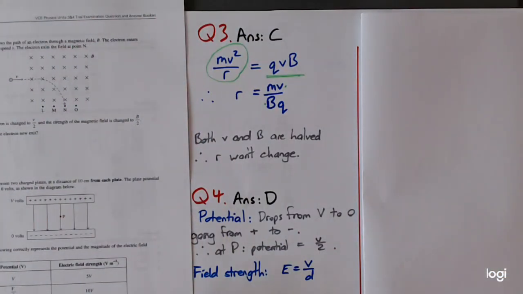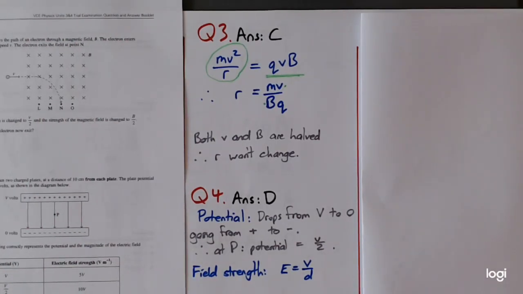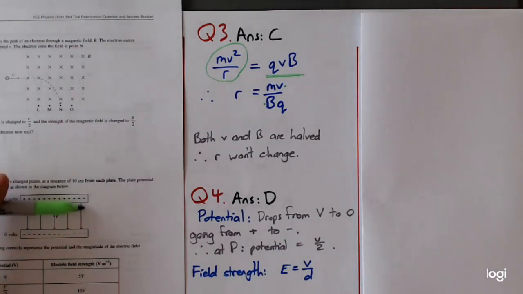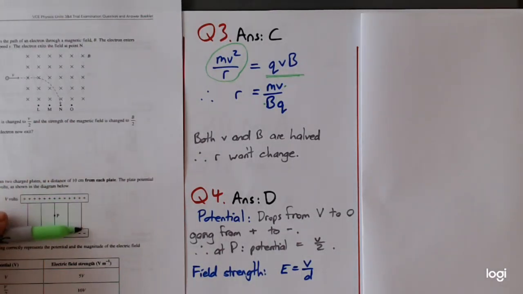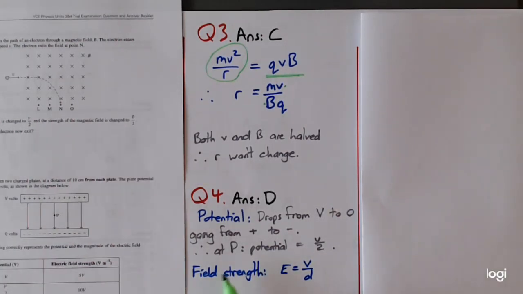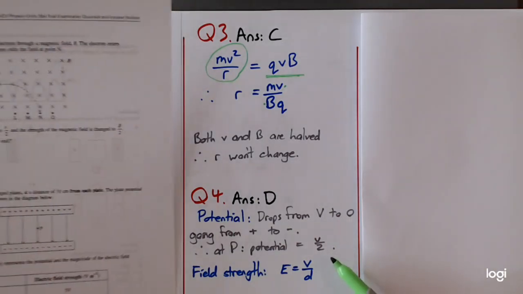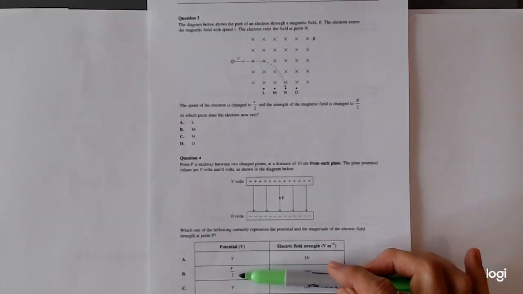They're saying, which one of the following correctly represents the potential and the magnitude of the electric field strength at P. Now the potential drops from the maximum to 0 when you go from plus to minus. So if you're at the maximum there and you're 0 there, then if you're halfway between the two, you must be halfway up to the maximum. And the maximum is V, so the potential at P is V divided by 2. If you're halfway between the plates, you're experiencing half the potential that that electric field has to offer. So that's the potential. So V on 2 is the answer over here, so it's got to be B or D.